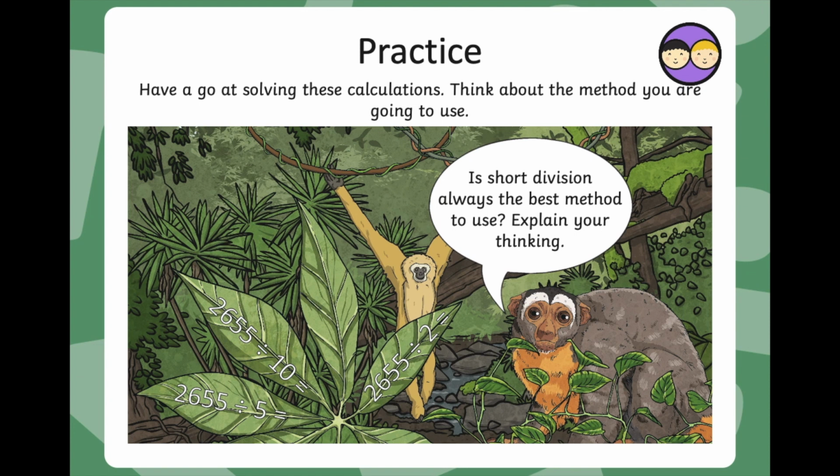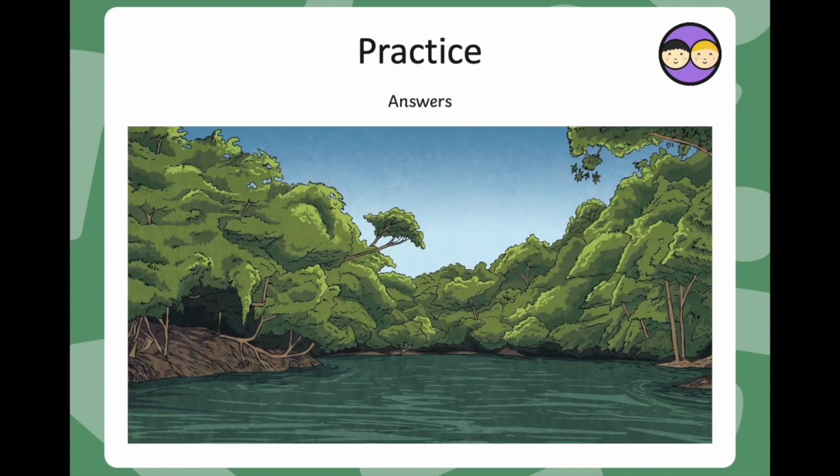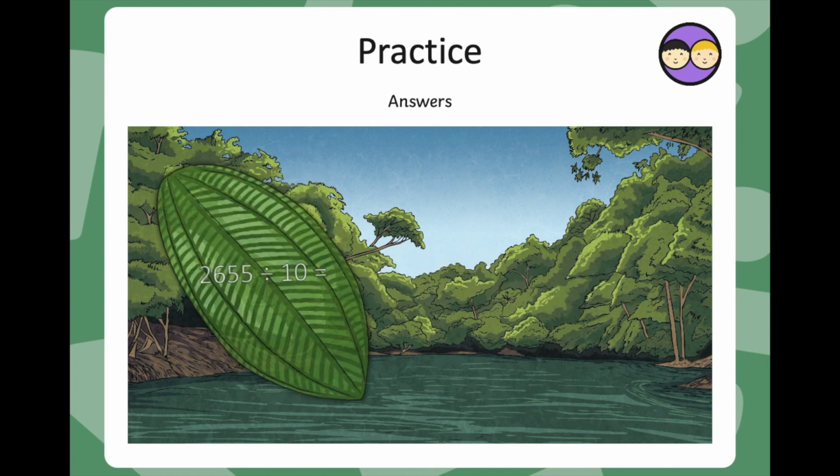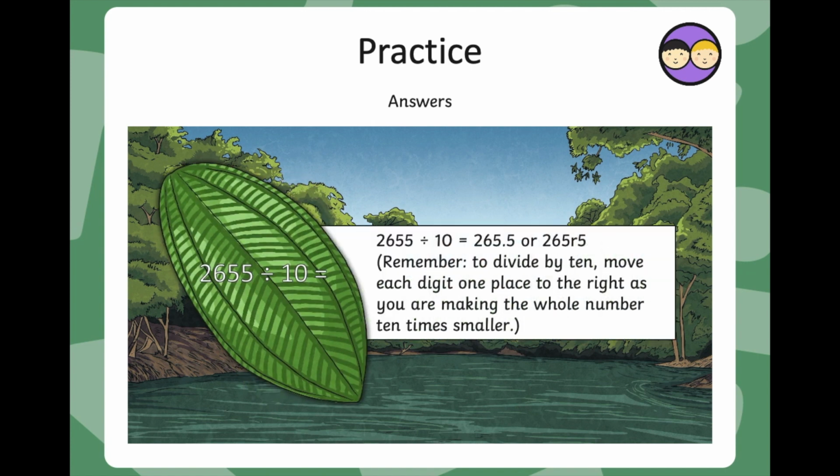How did you do? Let's have a little look at the answers. 2,655 divided by 5 equals 531, and you should have used the short division method for that one. Next, 2,655 divided by 10 equals 265.5 or 265 remainder 5. And remember, when we divide by 10, we move each digit one place to the right as you're making the whole number 10 times smaller.